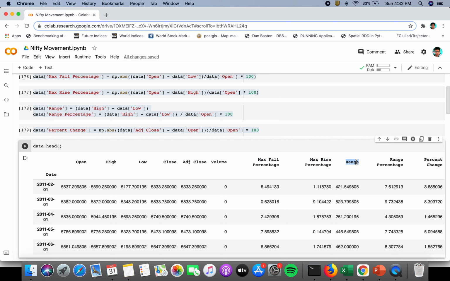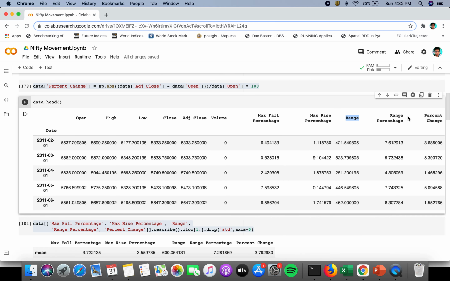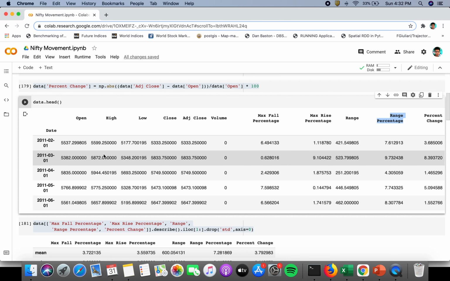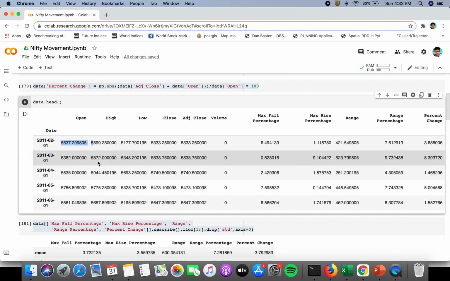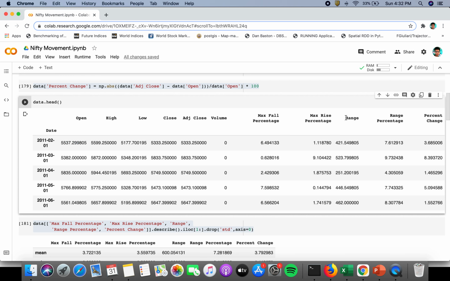We have the range for the month, which is essentially the difference between the high and the low. And more importantly, we should focus on the range percentage because Nifty has grown from roughly 5500 to 14,000 today. So absolute range won't make much sense, rather range percentage is what we should focus on. And the last one we have is the percentage change, which is basically where Nifty closed at the end of the month from where it opened.